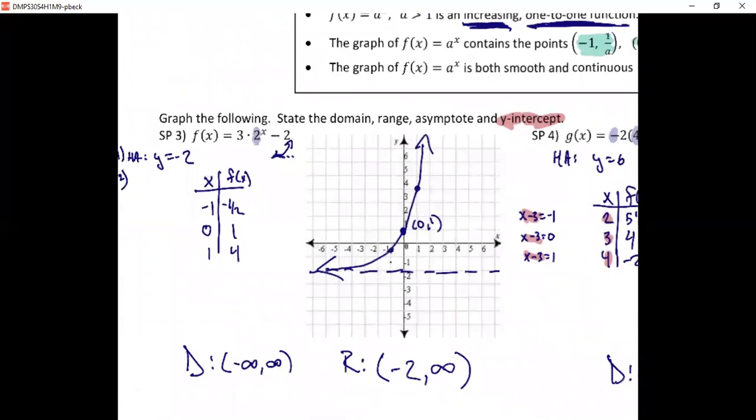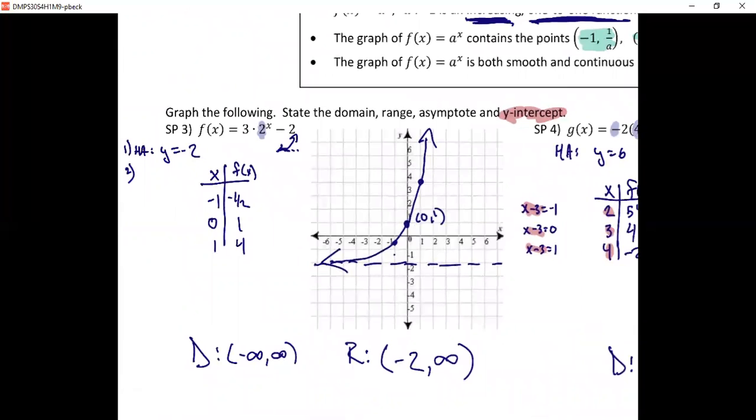So take a look at this. How do I graph these problems? The very first thing I do is look for the horizontal asymptote. That horizontal asymptote is going to be my vertical shift. Because that vertical shift is -2, and for those of you wondering what I'm talking about, if I have f of x equals a times b to the x minus h, plus k, that vertical shift gives us our horizontal asymptote shift. So the first thing I graph is that horizontal asymptote.